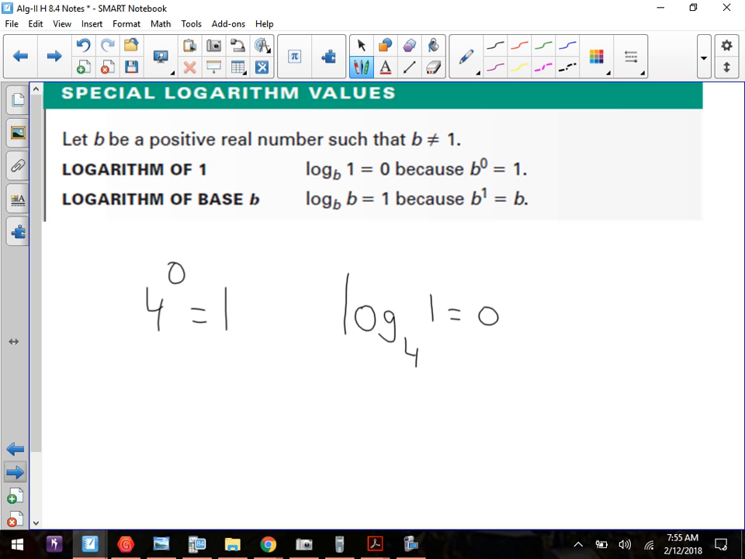And then you also have the other property you'll see a lot, which is log base b of b is 1, because anything to the first power is itself. So if I wrote log base 5 of 5, it would have to equal 1, because 5 to the first is 5. They work back and forth.